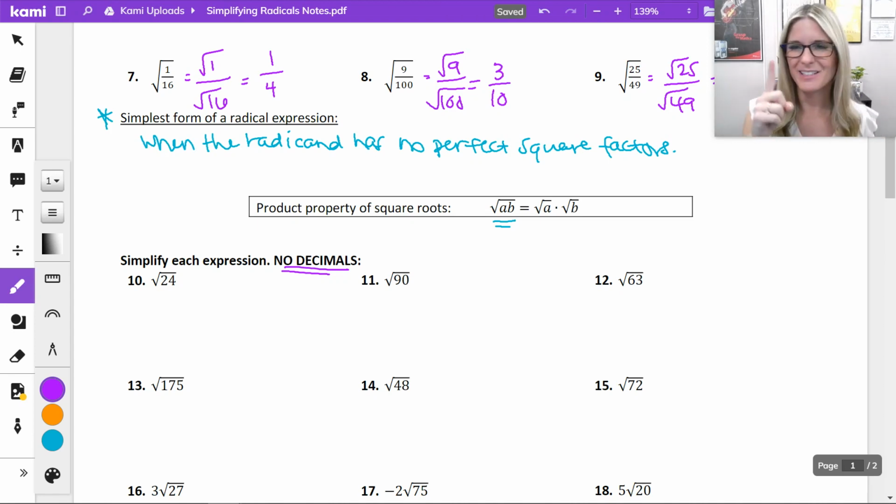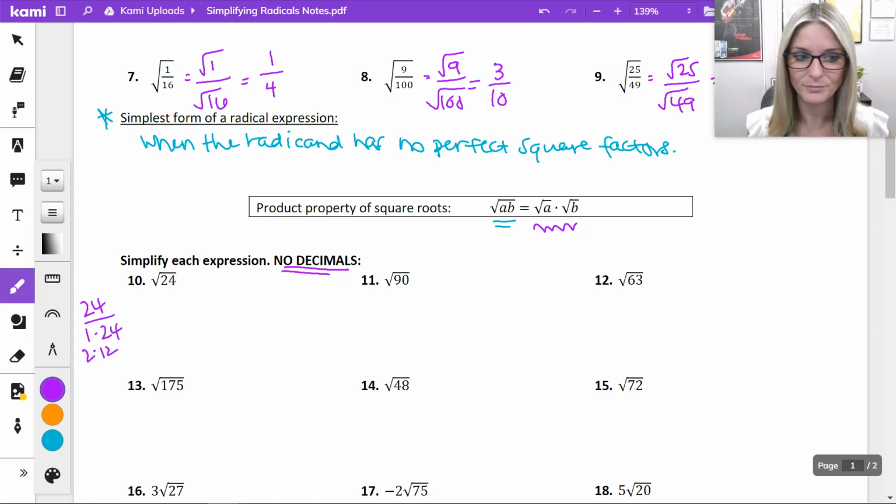Like I said, in the top on our list, we've got square root of 25, but not 24. So what we're going to do is use this product property of square roots and rewrite 24 into some factors that I can find the square root of. For example, 24 has factors 1 times 24, 2 times 12, 3 times 8, 4 times 6, and that's it.